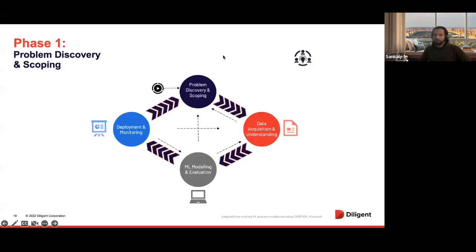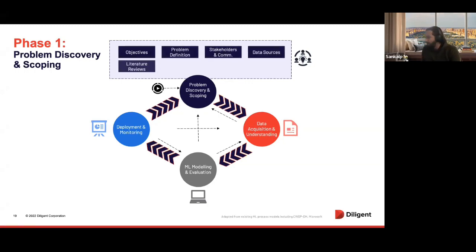I think we can move to the first phase, which is problem discovery and scoping. So here, as I mentioned, we look at identifying business objectives or success criteria, because you would want to know your success criteria even before you start your development process. And during the problem discovery phase itself is where you would want to define a problem, right? So if there are multiple problems, you would want to prioritize them and pick one of the many problems. You would do things like figuring out who are the stakeholders of the project, investigate data sources that are available.